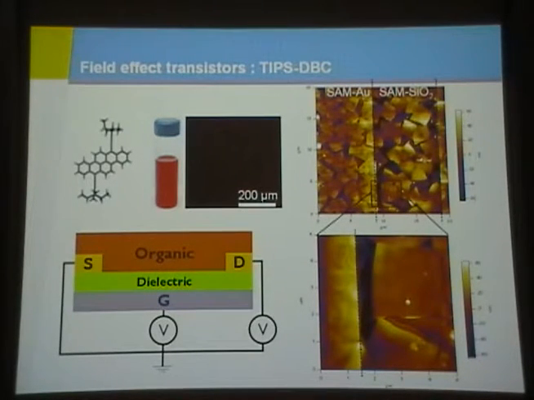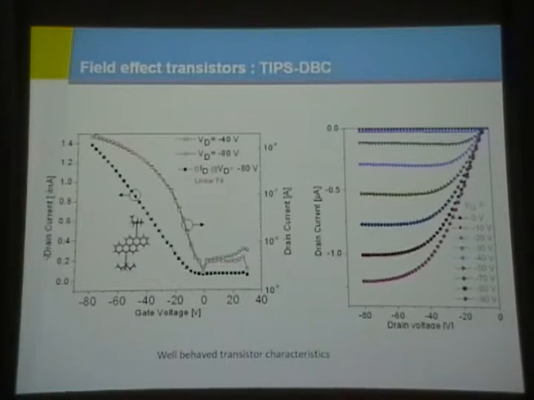This is a small molecule spin-coated on surface-modified silicon dioxide. You see these molecules crystallize very nicely and form some kind of sugar cubes. The crystals can be as large as 1 to 2 microns. The typical transistor behavior is very well behaved, with a square root dependence of the drain current on gate voltage.